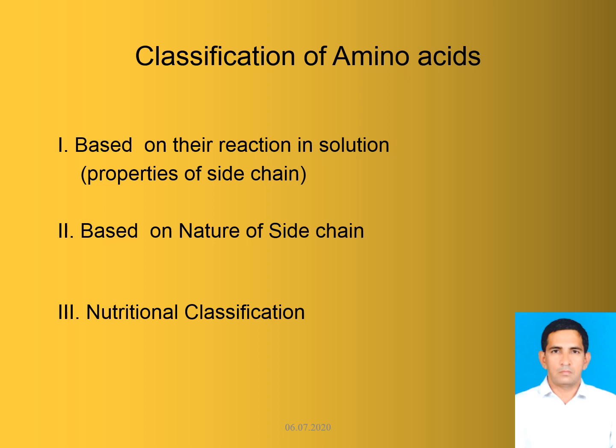Non-essential amino acids: the amino acids that can be synthesized by the body are called non-essential amino acids. There are 11 in number: alanine, arginine, aspartate, cysteine, glutamate, glutamine, glycine, proline, serine, tyrosine, and pyrrolysine.